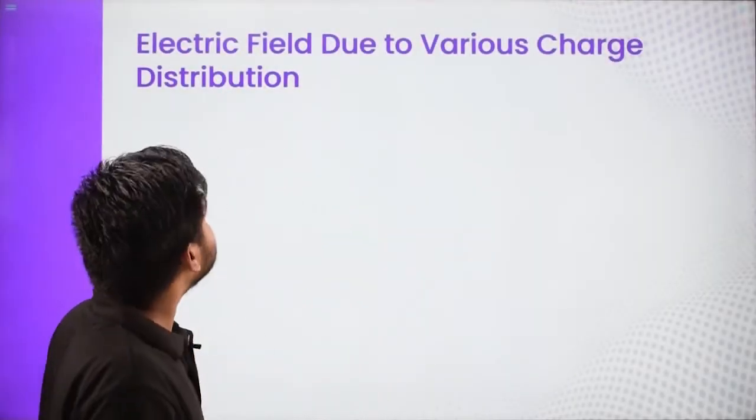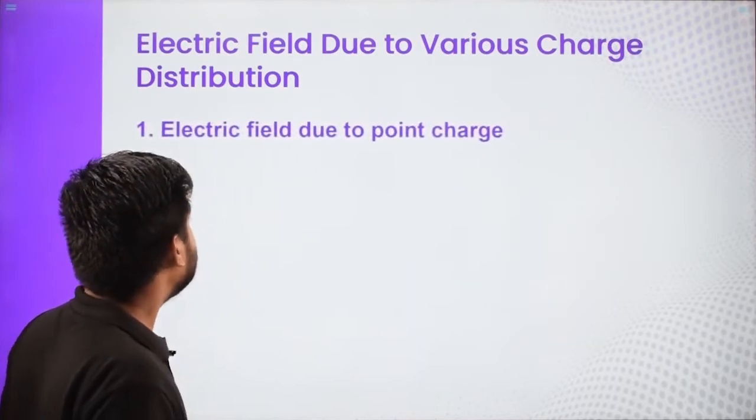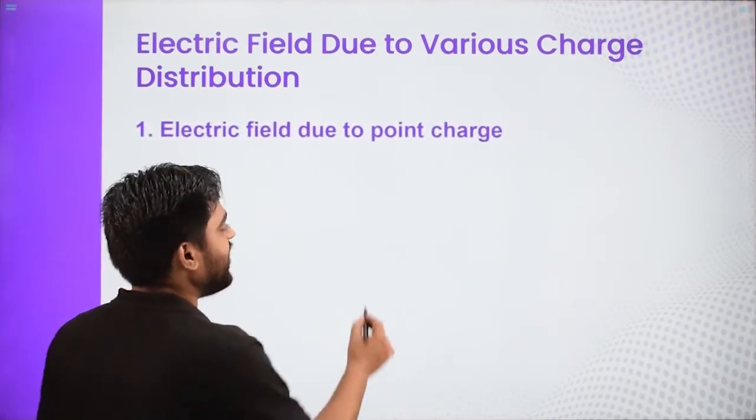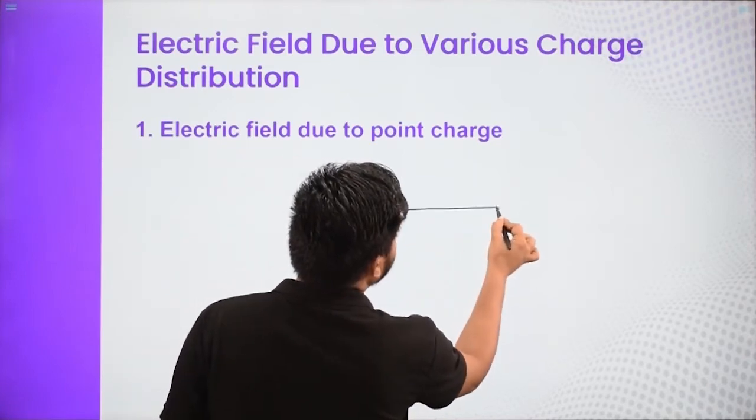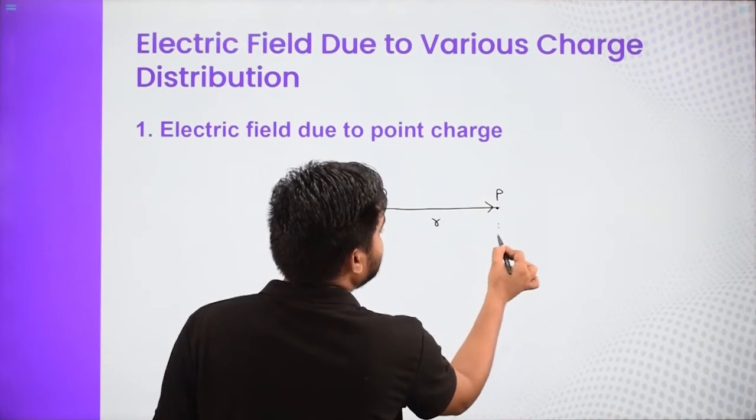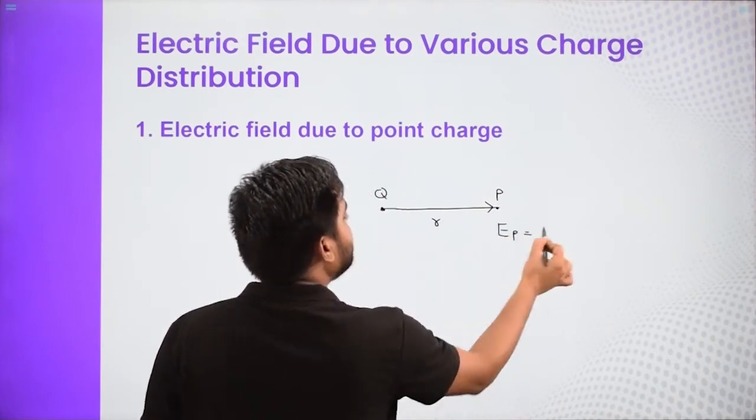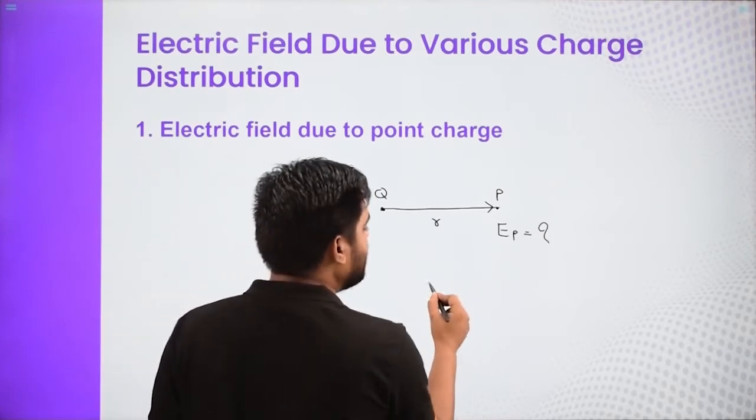Now let us discuss electric field due to various charge distributions. First comes electric field due to a point charge. We have already discussed that if there is a point charge capital Q, and at r distance at a point, let us say P, we have to find the electric field at point P, situated at r distance from the charge capital Q, then how do you do it?